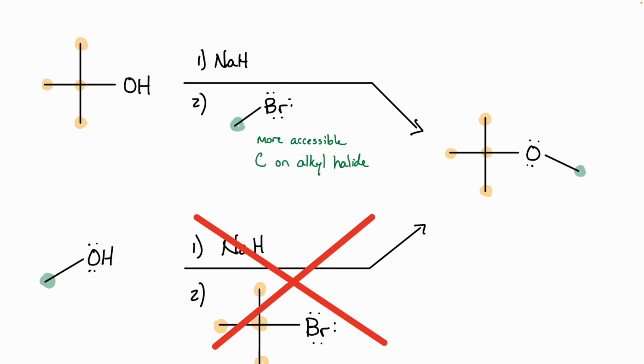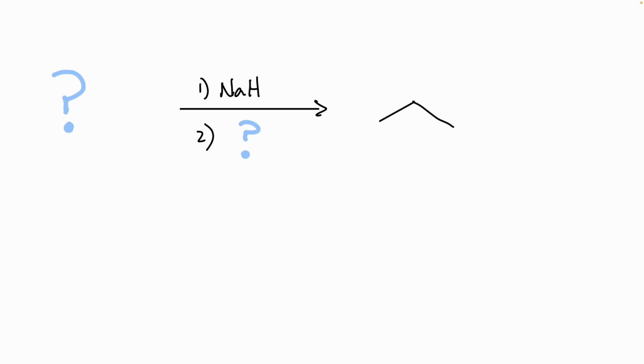All right, cool. So then for practice here, I want you all to tell me we're going to treat some alcohol with sodium hydride. And then we're going to mix in some alkyl halide. Now I want you to tell me which half is which if we're trying to produce the following ether.